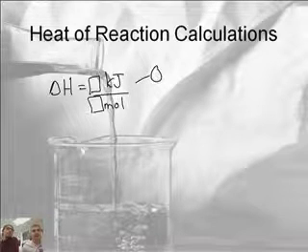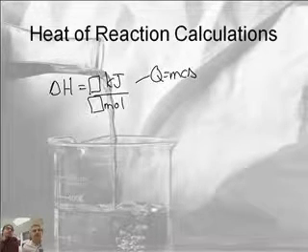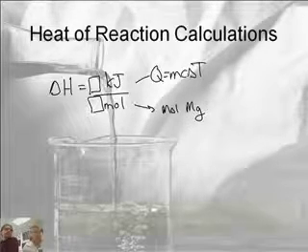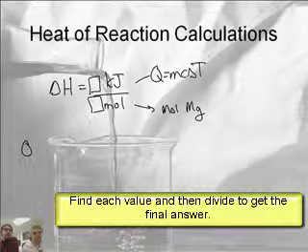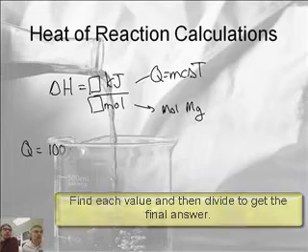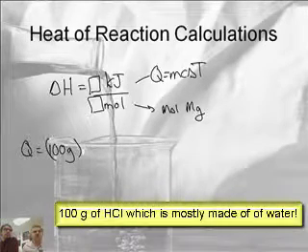To find the kilojoules, like we said, we're going to use the equation Q equals mc delta T. And for the moles, we're going to find the moles of magnesium because it was the one we ran out of. So let's do the mc delta T first. Q would be equal to the mass. The mass was 100 grams of HCl.